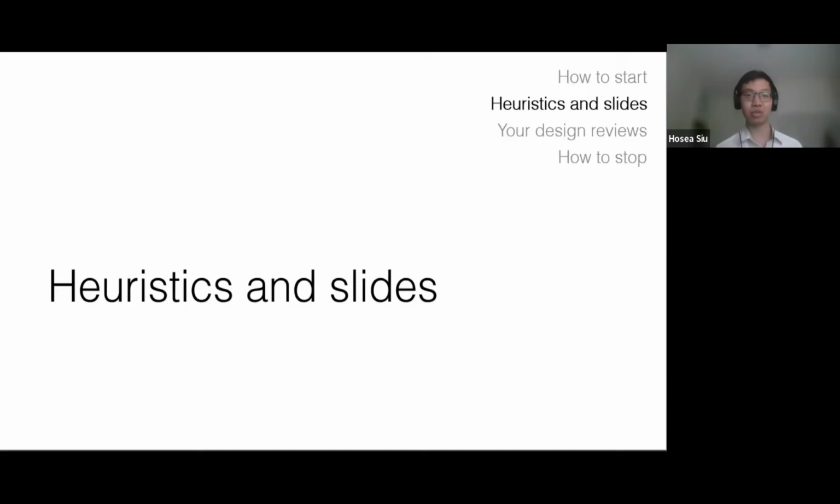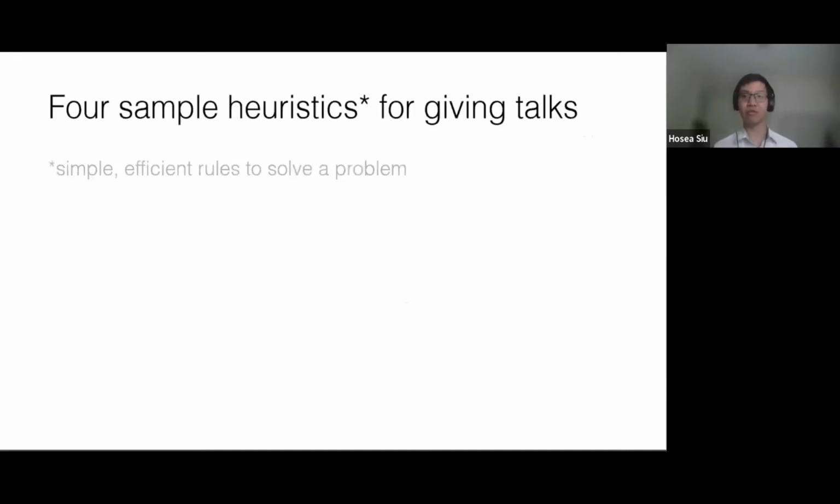Now moving on to heuristics and slides. I'm going to give you 4 sample heuristics for giving talks. A heuristic is a simple, efficient rule to solve a problem. It may not be the most accurate or useful every single time, but it tends to be simple and efficient.